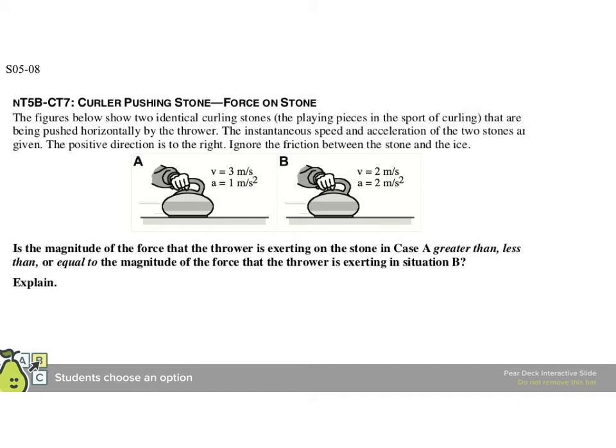Again, we're going to use that the net force depends only on the acceleration at the moment. Since B has a greater acceleration, we know that B has a greater force, and therefore the force on A is less than the force on B.